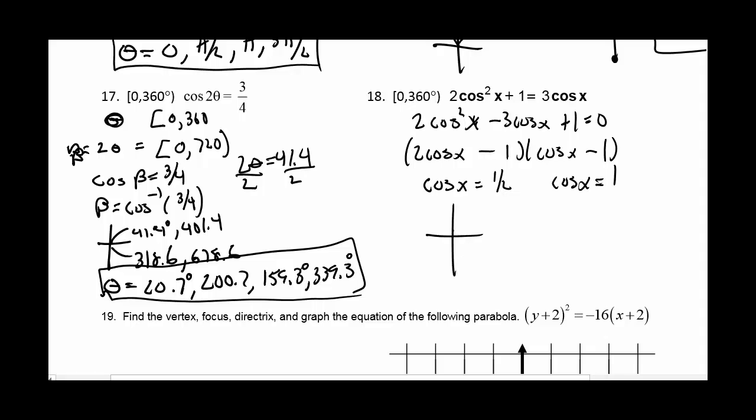And let's see, it feels like we've done this so many times. Cosine is positive in the first and the fourth, and cosine equals 1 puts me right there. Okay, so my angles are 60. Make sure I remember in degree form here. 60, 300, and 0.